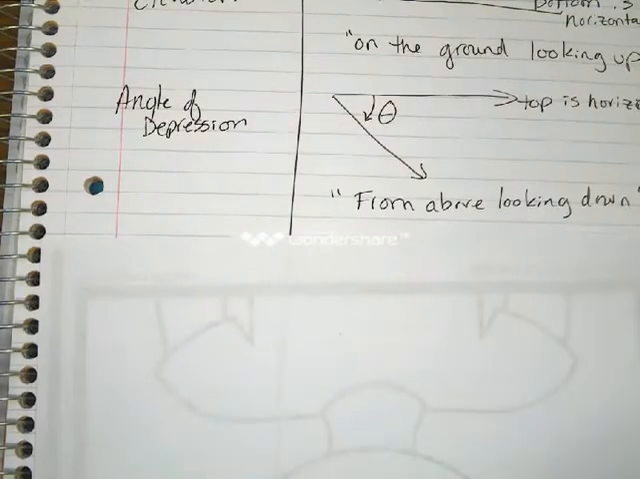Now that terminology is really important because every year I have kids draw their pictures wrong. Okay? You're not always going to be given a picture for the problems today. Sometimes they're going to describe something to you and you're going to have to draw it.